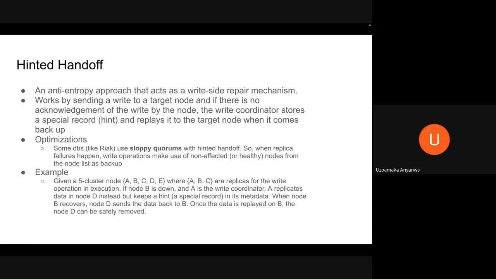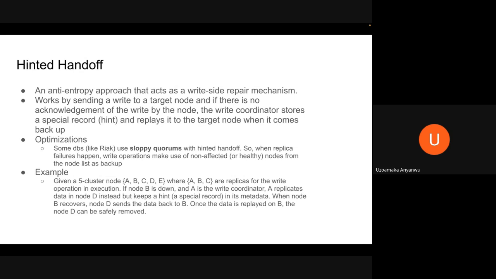So as an optimization for this, some databases like Riak use sloppy quorums with hinted handoff. When a replica failure happens, the healthy nodes are used instead as a backup. So we have an example. If we have a 5 node cluster, A to E, where A, B, and C are replicas for the write operations.